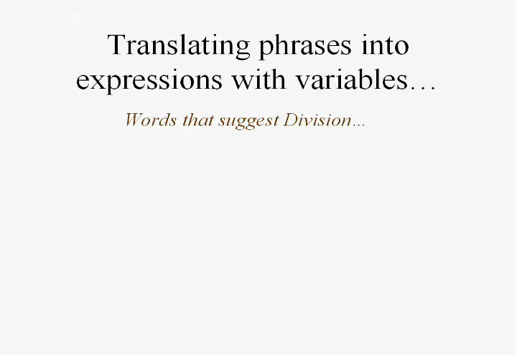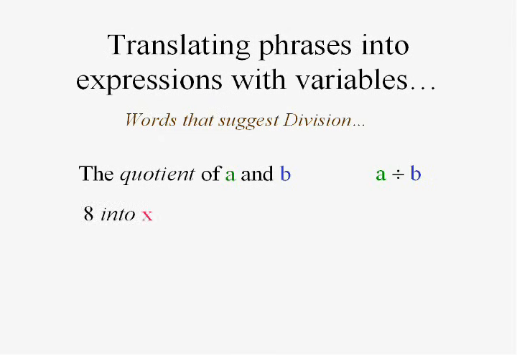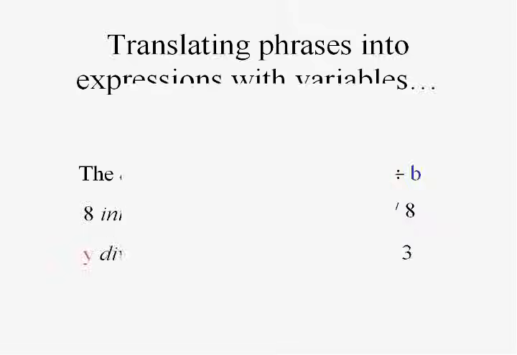The words that suggest division: well, the word quotient is the answer to a division problem. So the quotient of A and B is A divided by B. And 8 into x, now this is like from. 8 into x, I started with x and I divided it by 8. So you will have to flip that one. This is an easy one: y divided by 3 is just what it says. Just note that you can represent that as a fraction, however, y over 3.